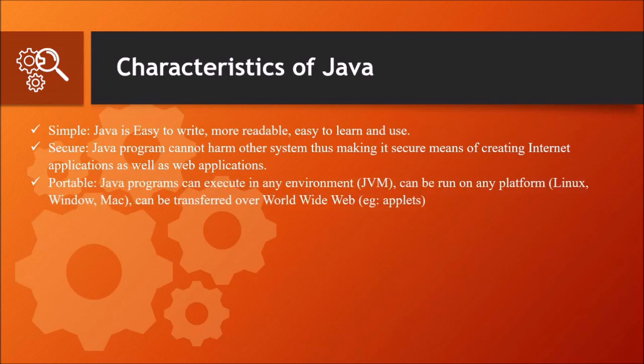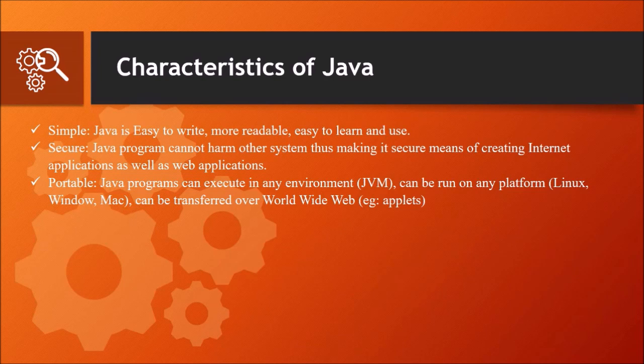Portable means Java programs can execute in any environment and can run on any platform. It can be transferred over the World Wide Web also, and because of that, it is known as a portable language. Next one, object-oriented. Java is an object-oriented language.